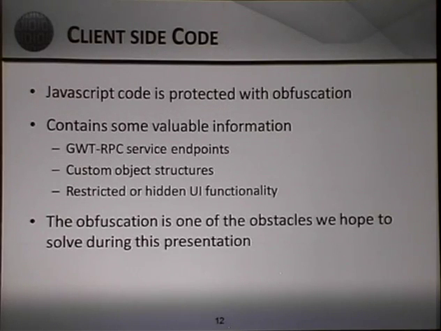But it's not that simple, since the JavaScript code is obfuscated using some proprietary obfuscation method that Google created. But that JavaScript code does contain some valuable information. It has information on all the service RPC endpoints, any custom object structures, and restricted or hidden UI functionality. One of the topics that I hope to cover is how to get past this obfuscation in order to get some more information on the app.